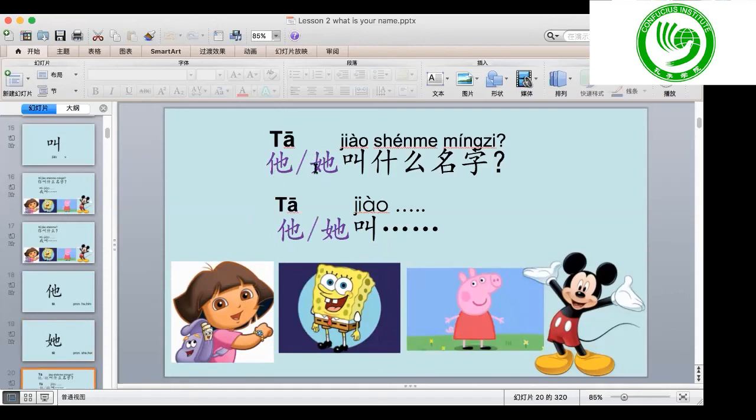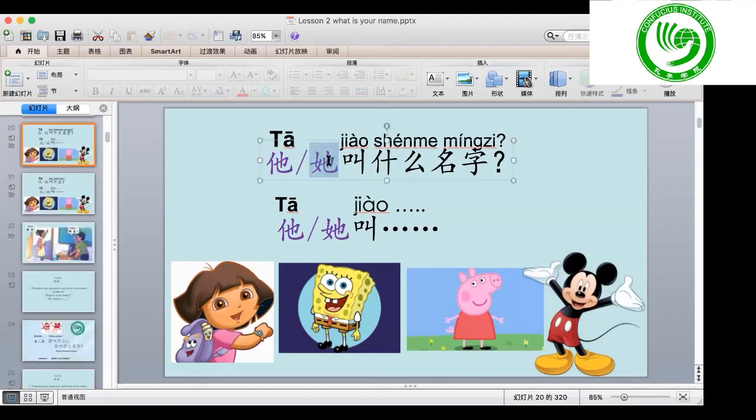So for the first picture, which character should I choose? Yes, the second one for female. So I can say 他叫什么名字? And you answer me. You don't answer me, my name is. You answer me, her name is. So you can say, 他叫 Dora. Okay. Another example for the second picture. Which character should we choose? We should choose the first character for male. How to say what's his name? It is, yes, 他叫什么名字? And you answer me also with the first character, which is 他叫 SpongeBob.